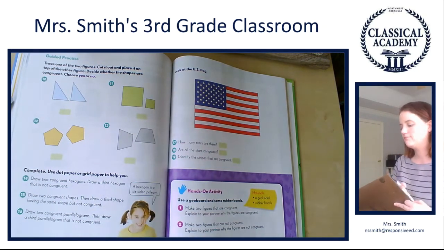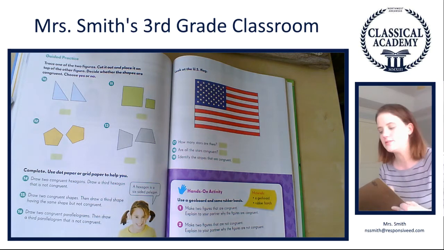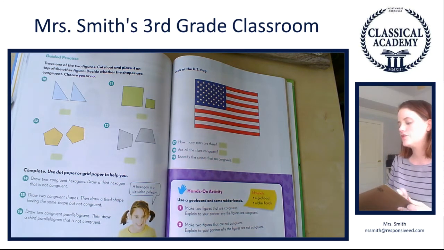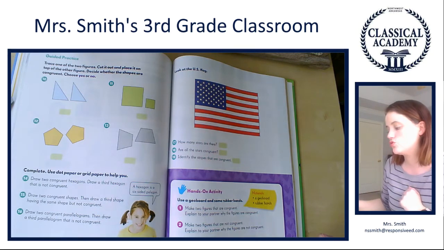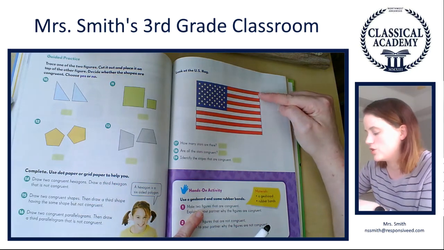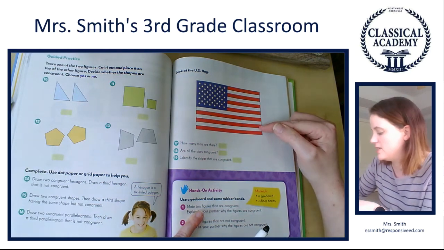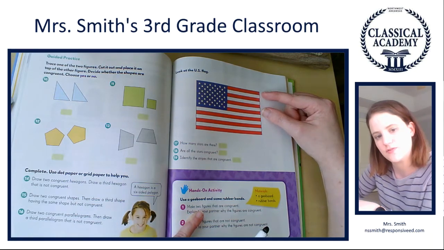Look at the US flag. How many stars are there? 50. You should know that. 50 nifty, United States. Are the stars congruent? Yes. Are the stripes congruent? Some of them. You'll notice these stripes are all congruent in this section, and these stripes are all congruent in this section because they're the same size. These are of a different size.